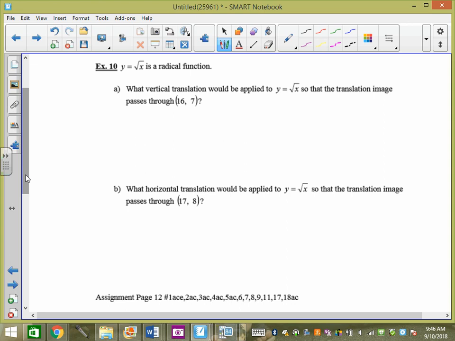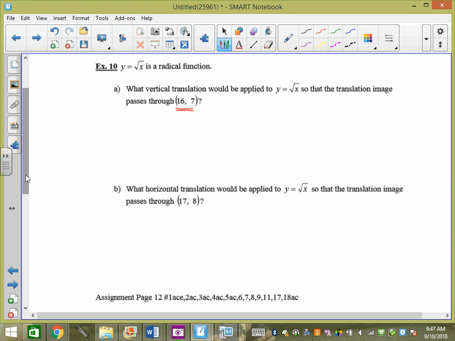What vertical translation will be applied to y equals square root x so that the translated image passes through this point? So we wanted vertical translation. That means there was no what as well? We're vertically translating it, but what did not get affected? The x didn't get affected. So the x on the original is the same as the x on the new. We agree? And they're saying what vertical translation would be applied to y equals square root x so that you get this point. So is this point new or old? Original or new? New.